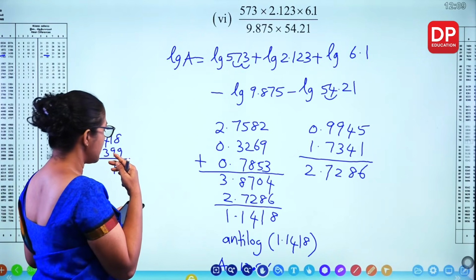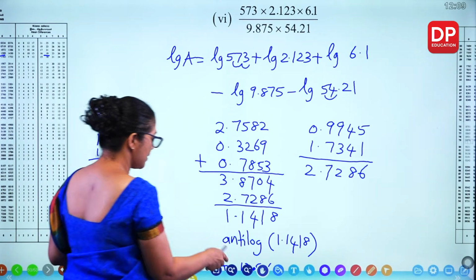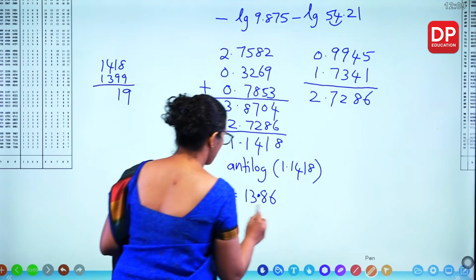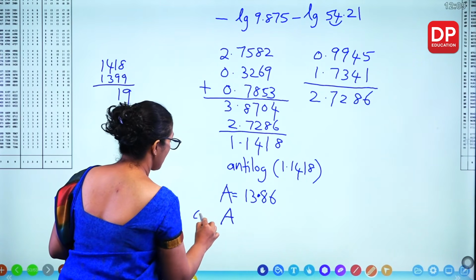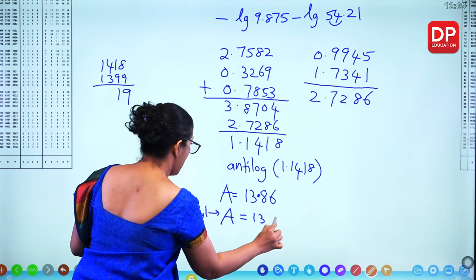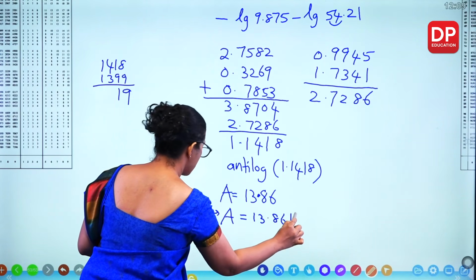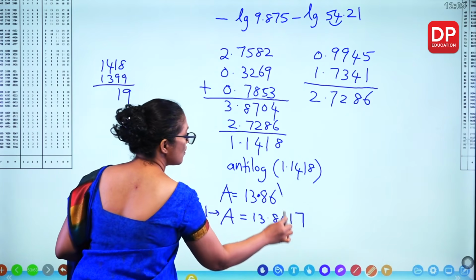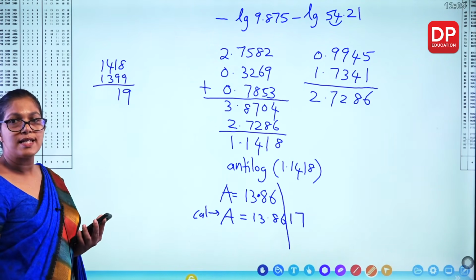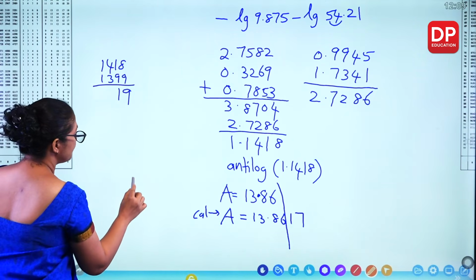Now we'll use the calculator. You get the answer as 13.8617. So the answer is correct to 2 decimal places.